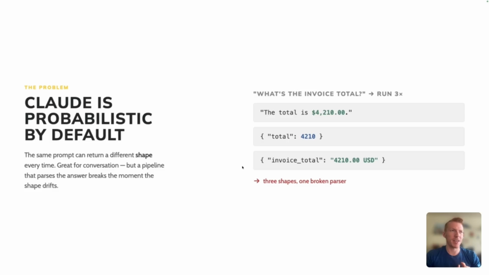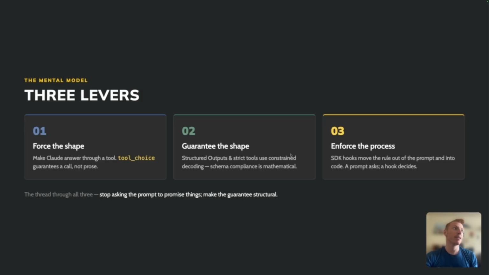You see some examples of that on the right. The total is 4,210, total 4,210, or invoice total. There are lots of different ways that Claude can output what it is trying to say. And so for business processes, we want things to be reliable. We want things to be consistent. So sometimes these natural language processes aren't quite what we're looking for.